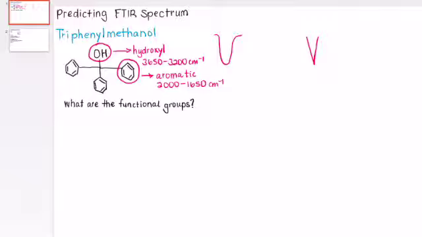When I look at the size and shape, it says teeth, which I know is an interesting description. And it also says weak. So what we can expect is between 2000 and 1650, this functional group will look something like that. Again, not drawn to scale, so keep that in mind, but that is what we can look for on our own FTIR if we're comparing triphenylmethanol to our product.